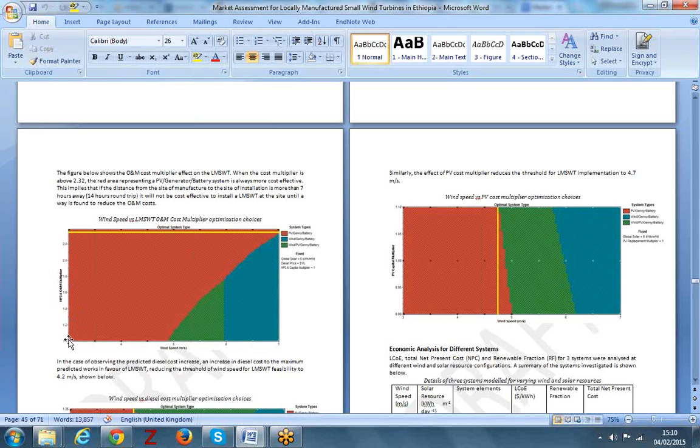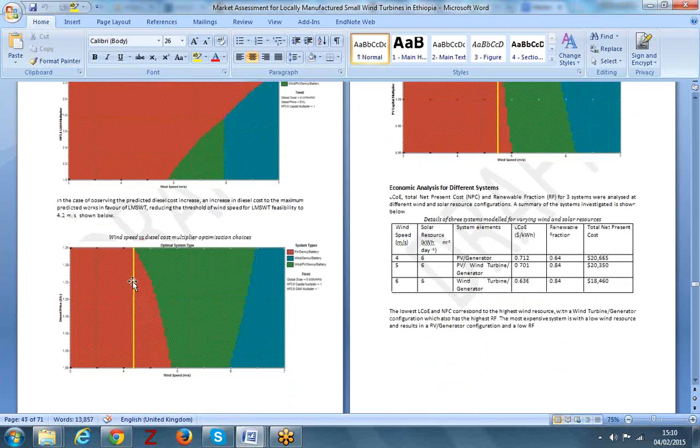And this is related to how far the distance is between the site of the installation and the site of manufacture. You can see that if the site is very far away, the operation and maintenance costs are extremely high. It gets to the point where PV is always more economical no matter how high the wind speed is. So even if the wind speed is 7 meters per second, if you have a high operation and maintenance cost, then it's always economical to have PV.